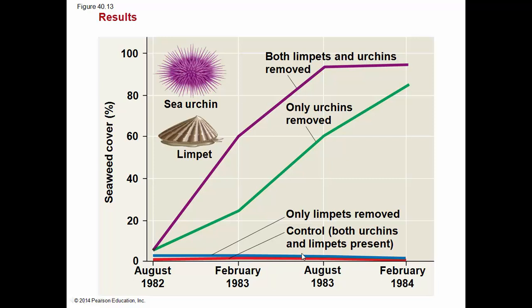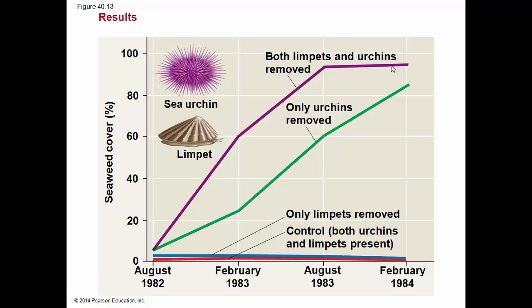Okay, so normally there's not much seaweed present, and then you removed sea urchins, and a lot of seaweed returned to that area, and then you removed limpets and urchins, and you got even more seaweed to return to that area.